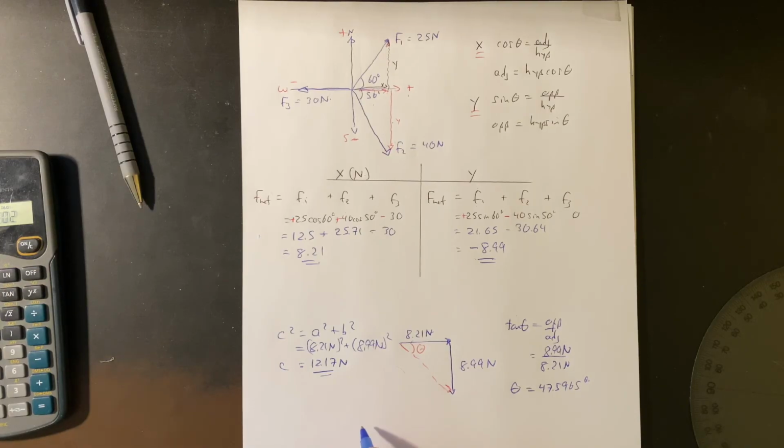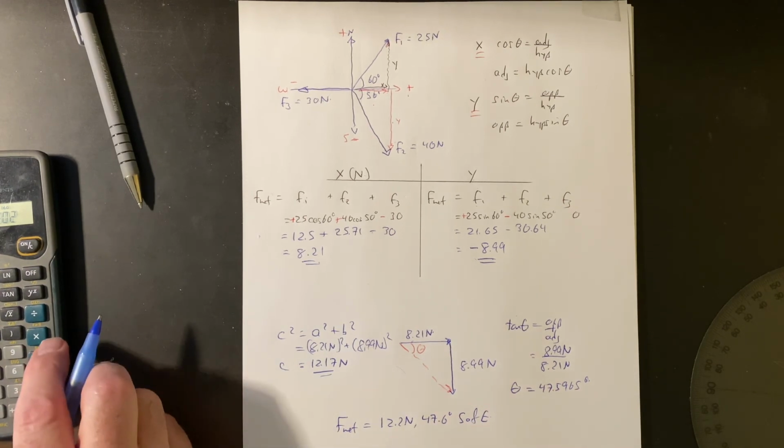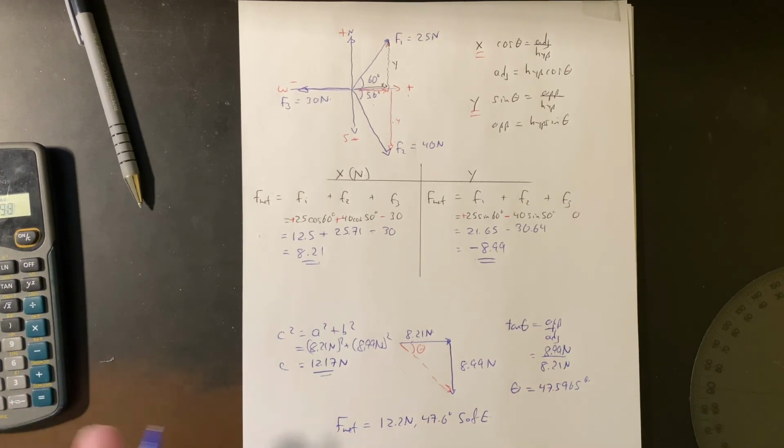It looks like I have a net force of 12.2 newtons, 47.6 degrees, and that's south of east. You can also state that as 42.4 degrees east of south if I wished.